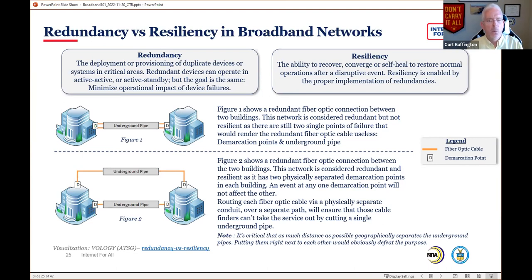And redundancy to create resiliency is expensive. It is, because by the very definition of the word redundancy, we're duplicating elements in the network that aren't necessary if everything is working correctly. So that can more than double the cost of a network operation to create that resilience.